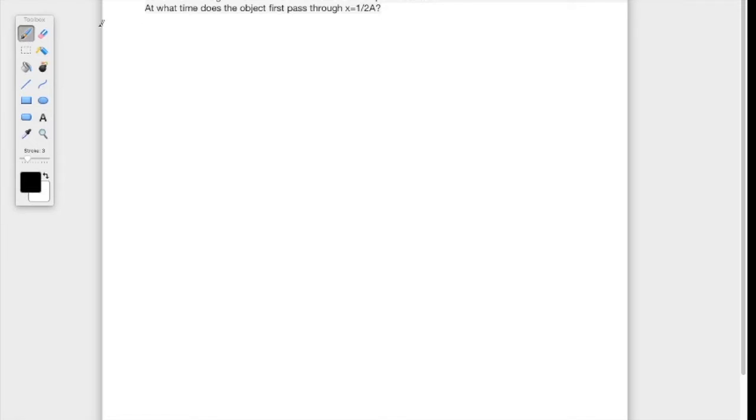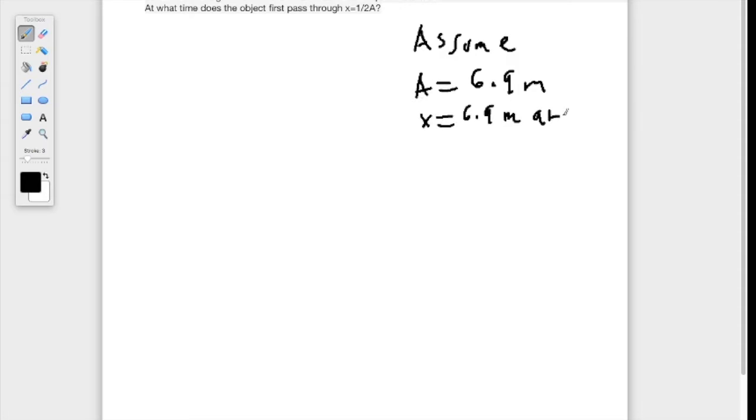So for this, you should assume that amplitude equals 6.9 meters. And because x equals 6.9 meters at t equals 0, therefore the phase constant has to be 0 radians. So that's the assumption that we have to make. So now we just plug in our 1/2 A to the equation.